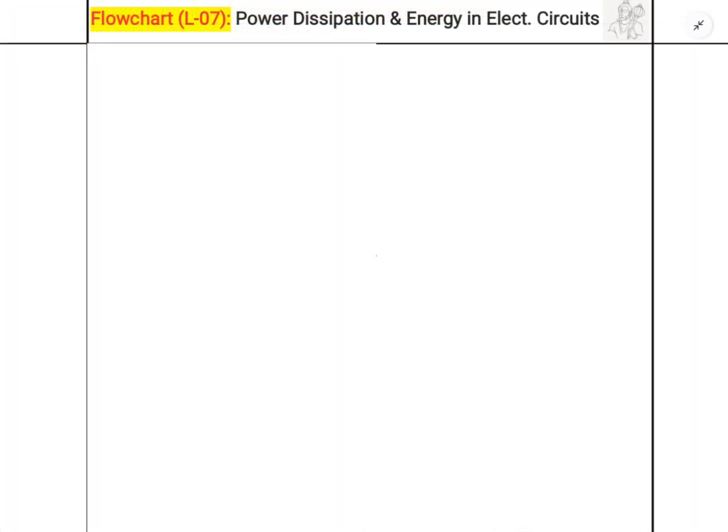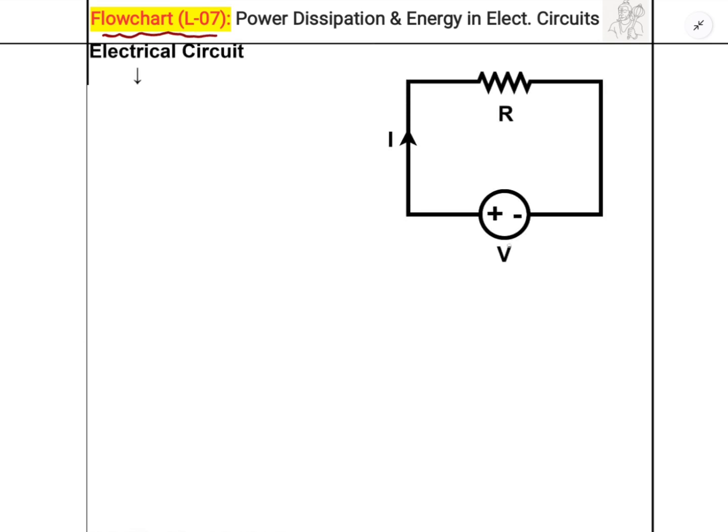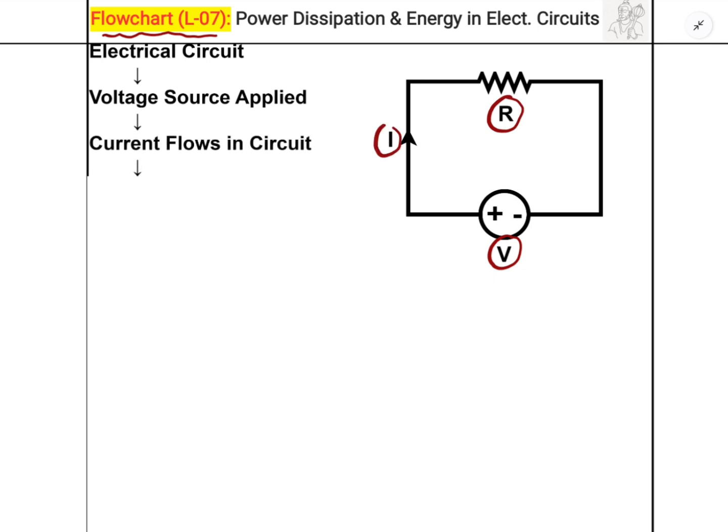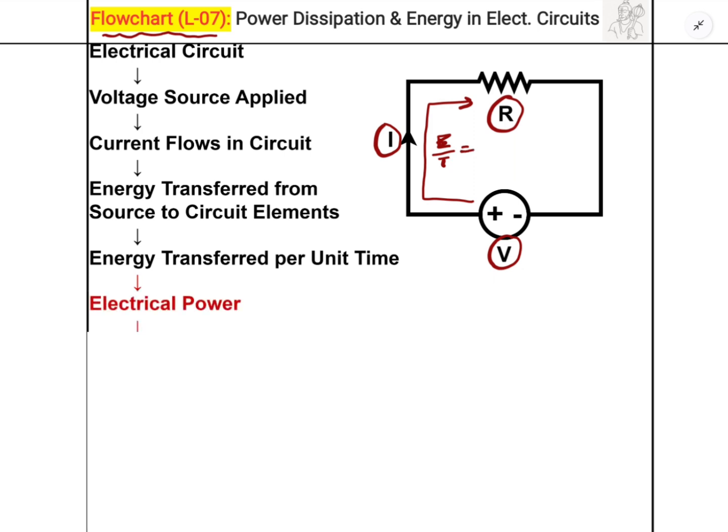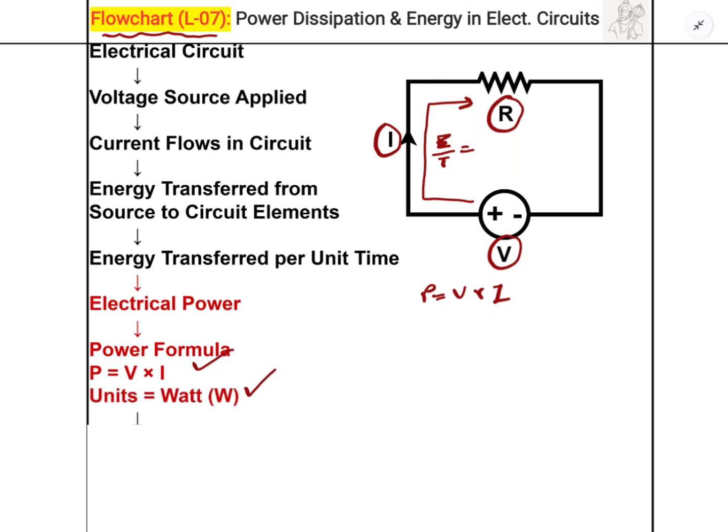Let's summarize lecture 7, power dissipation and energy in electrical circuit in a flowchart form. In an electrical circuit, if voltage V is applied across resistance R, then current I will start to flow, and due to this flow of current, energy is transferred from the voltage source to the circuit element. The energy transferred per unit time is called power, and the formula for power is simply V into I, and the units are watts.